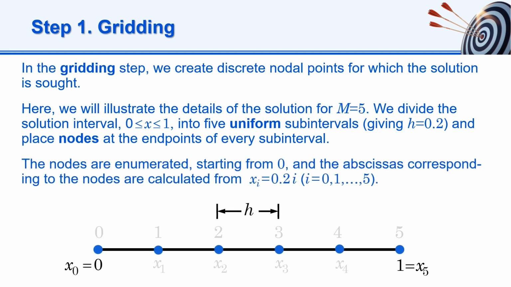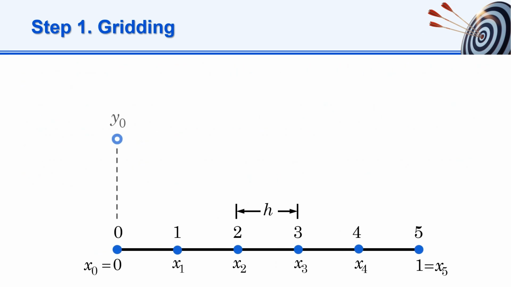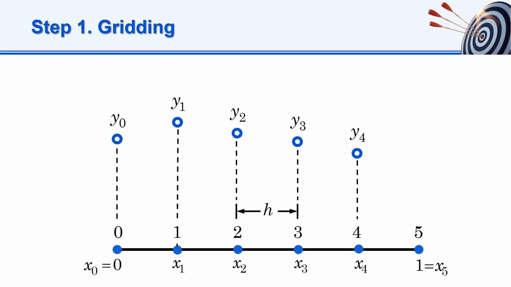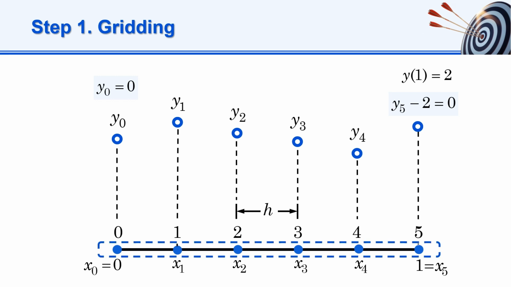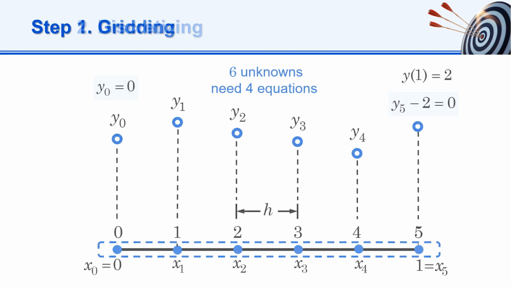The nodes are enumerated, starting from 0, and the abscissas corresponding to the nodes are calculated from x_i equals 0.2 times i, for i equals 0 to 5. The grids are illustrated in this figure. The left and right boundary conditions are Dirichlet type. However, we will treat them as unknowns when setting up the system of linear equations. In this regard, we have 6 unknowns, including boundary nodes. We need to find 4 more equations.